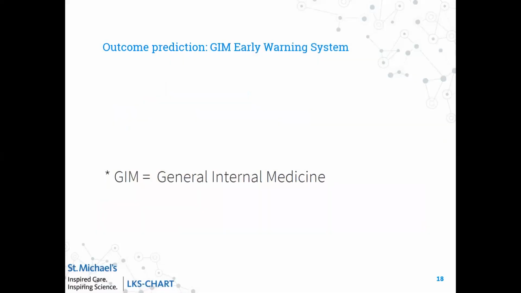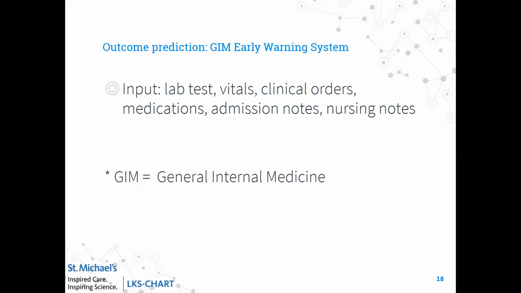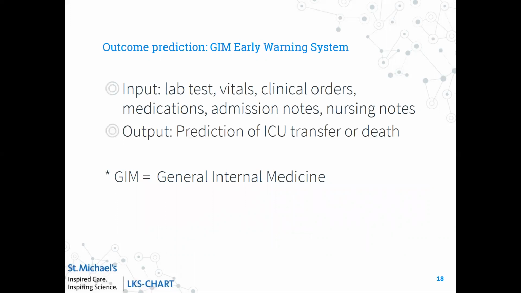So we can look at outcome prediction in more of a clinical context. The next example I'll show you is one that we're actually working on here at CHART. In this project, we are essentially building an early warning system for the general internal medicine ward. We're taking as input lab tests, vitals, clinical orders, medications, admission notes, nursing notes, all things that are stored in the hospital system. And we want to predict whether or not a patient will transfer to the intensive care unit, also known as ICU, or whether that patient will die.